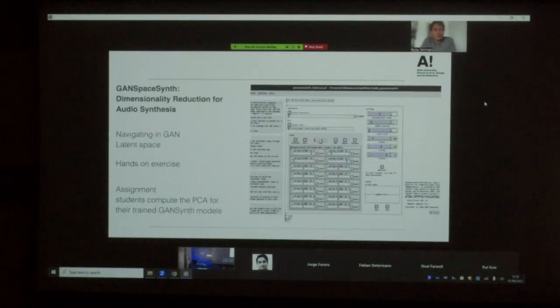Continuing with the GAN model in the following day, we introduce GAN space synth, which allows for a more structured and controlled exploration of the latent space, potentially improving the interpretability of the GAN models. And here, hands-on exercise includes generating audio samples by moving along some part of the latent space that the students find interesting and stitching those samples together in a short composition structure. Once their GAN-SEN training is done, their assignment includes applying PCA to their GAN-SEN models.